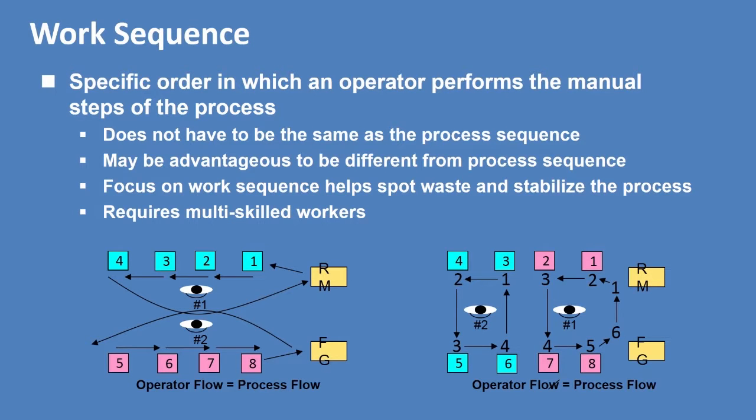Now your work sequence. When you document that, you're looking at the specific order in which an operator performs the manual steps of the process. It does not have to be the same as the process sequence necessarily, but may be advantageous to be different even from the process. It focuses on a work sequence that helps stop waste and stabilize the process. And often when you're doing this, if you're further on in your lean journey and implementing cells, you're going to be having multi-skilled workers who can handle several different machines or stations so that you can organize this in a flow that allows you to say everybody understands the sequence and the importance of it and how their part plays a role in the overall operations.